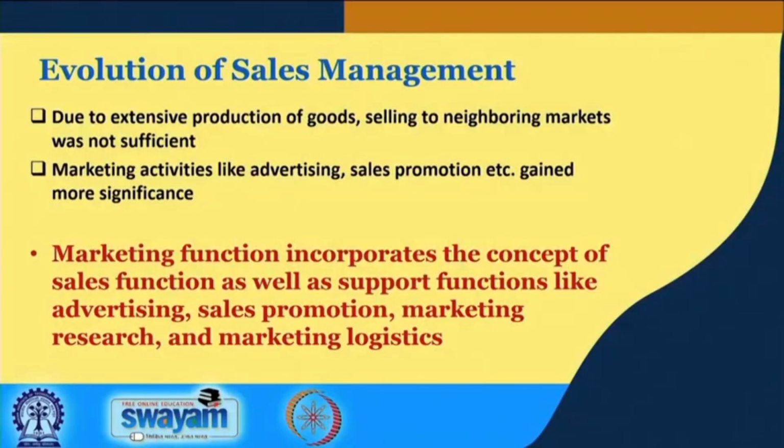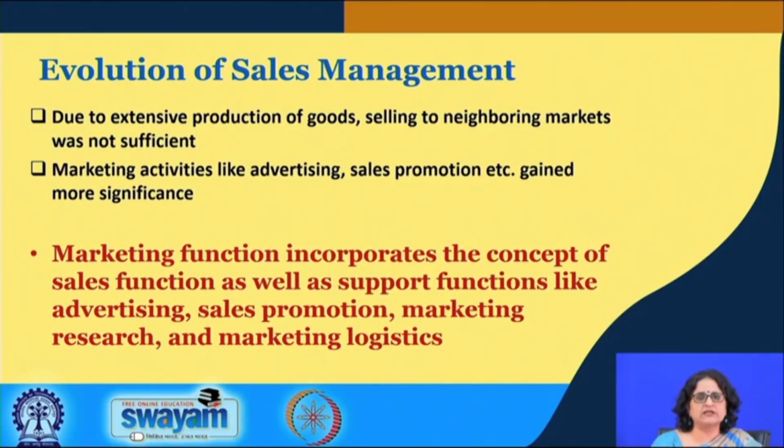So the focus began to shift from the seller to the buyer, and it was the buyer now who became the king. Due to extensive production of goods, exports, and selling to neighboring markets, it was realized that all this was not sufficient, and it was important that the customer is regarded as the core. It is important that we marketers and organizations make and produce what the customer wants, rather than make and sell what we want.